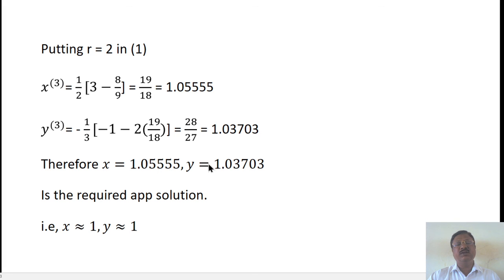Therefore, the values are x = 1.05555 and y = 1.03703. So, now the approximate solution, which can be rounded off, is x = 1 and y = 1, which is the required solution for equation 1.